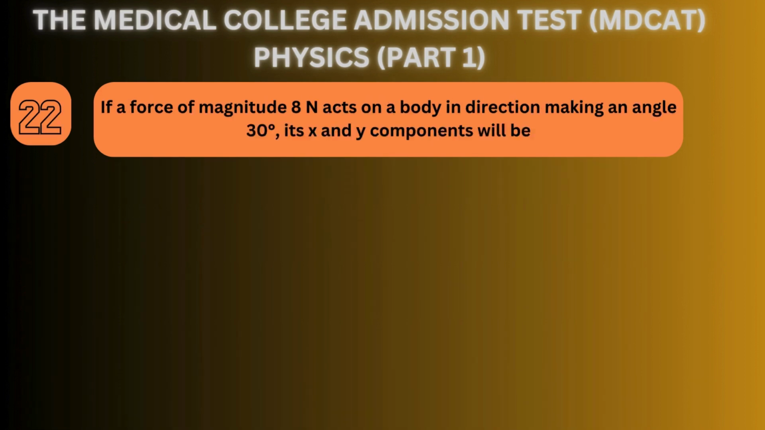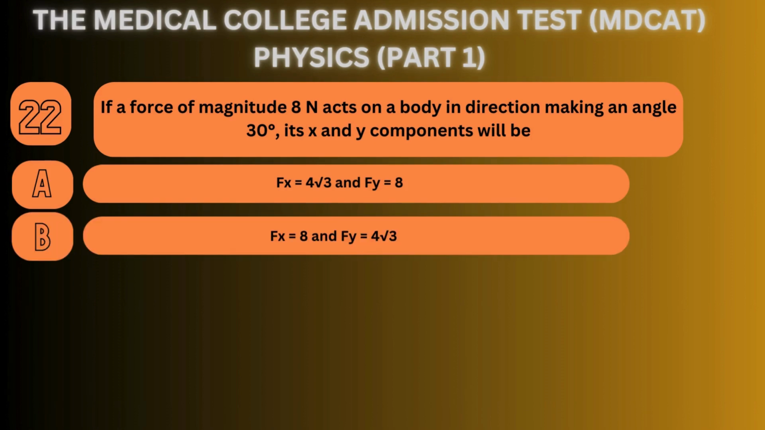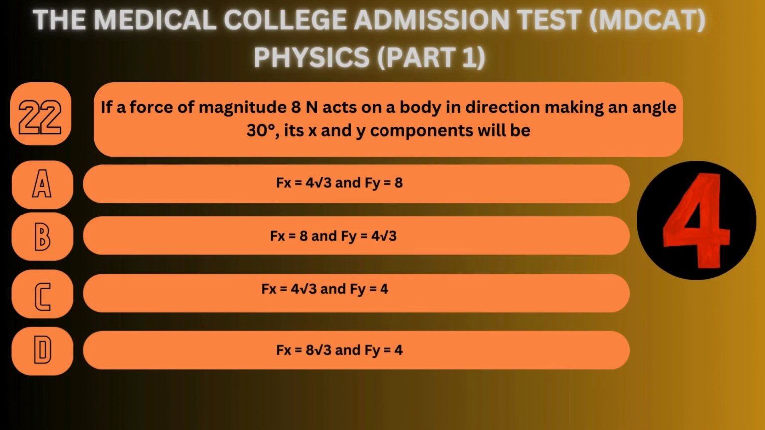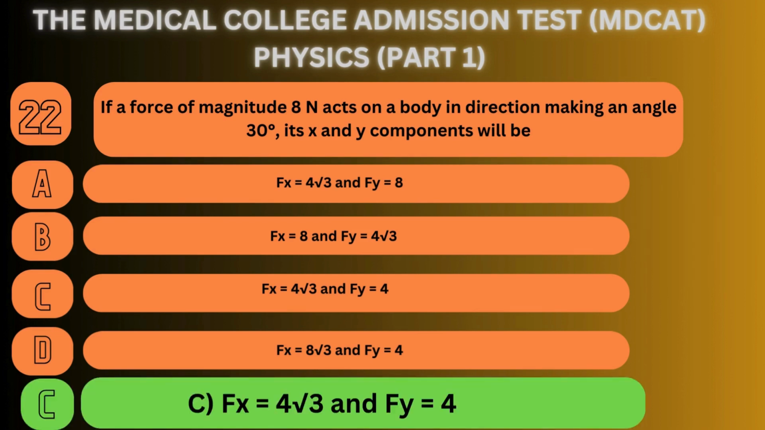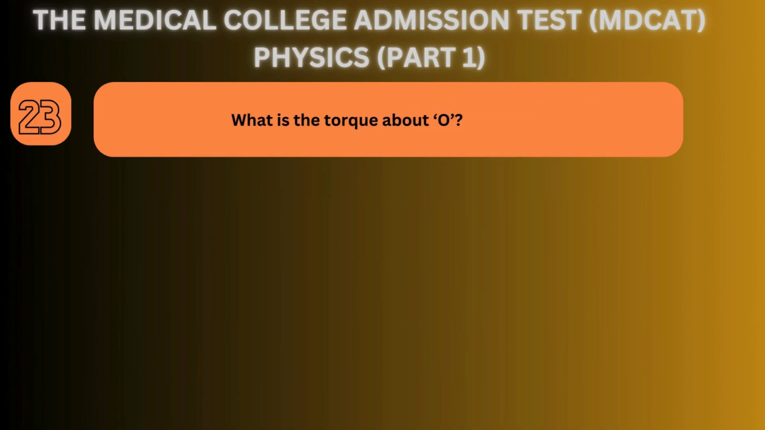Question number 22. If a force of magnitude 8 N acts on a body in direction making an angle 30 degrees, its x and y components will be, option A, Fx equals 4 square root 3 and Fy equals 8, option B, Fx equals 8 and Fy equals 4 square root 3, option C, Fx equals 4 square root 3 and Fy equals 4, option D, Fx equals 8 square root 3 and Fy equals 4. 5, 4, 3, 2, 1. Correct answer is C, Fx equals 4 square root 3 and Fy equals 4.